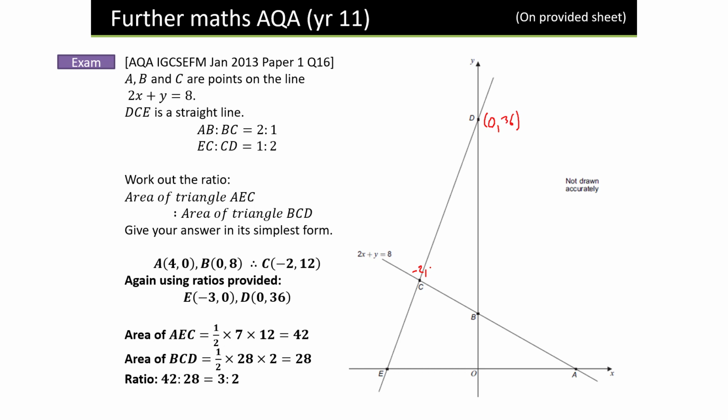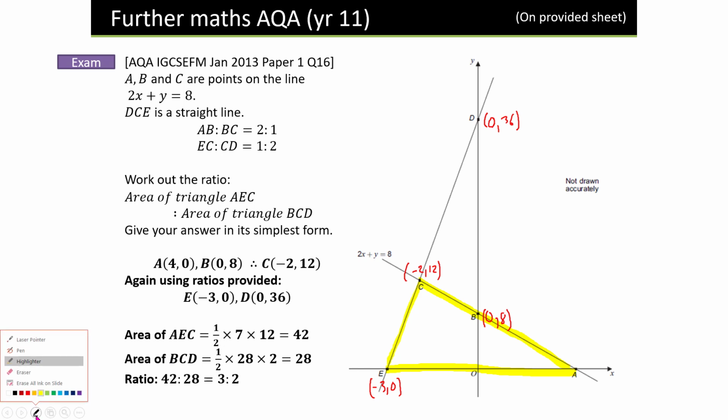C is minus 2, 12. E is minus 3, 0. B is 0, 8. So let's do the area of AEC. So this is AEC. So area of the triangle is height times the base and then divided by 2, right?